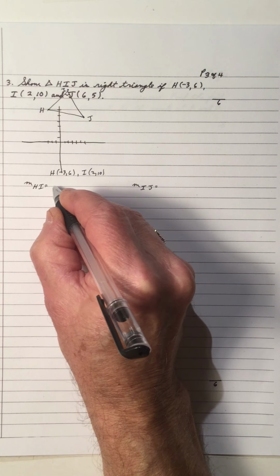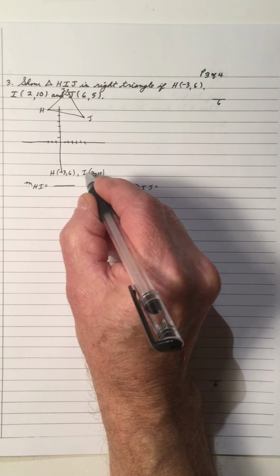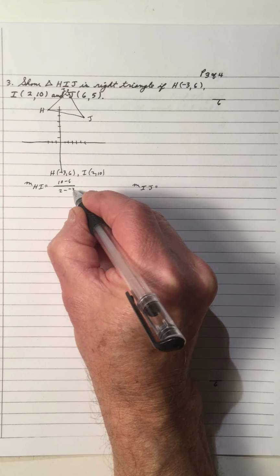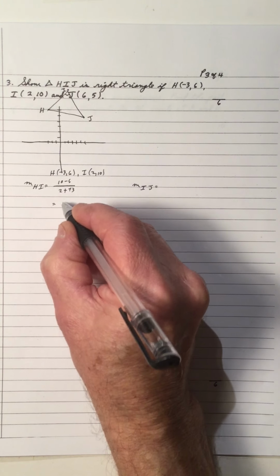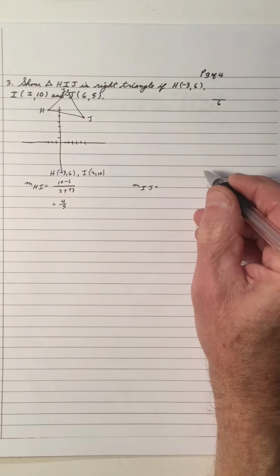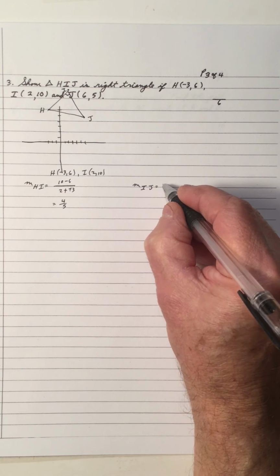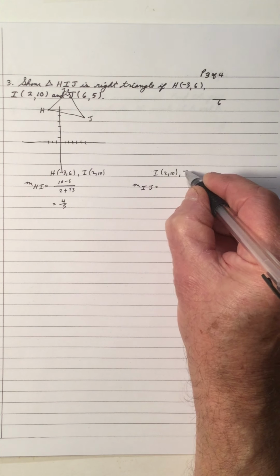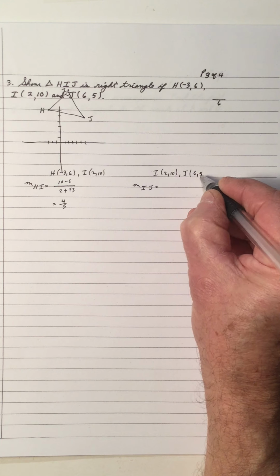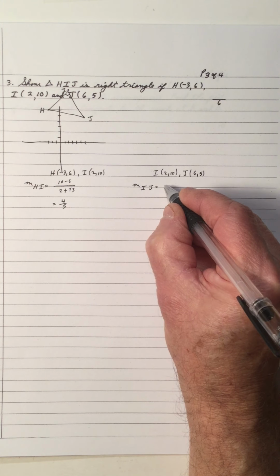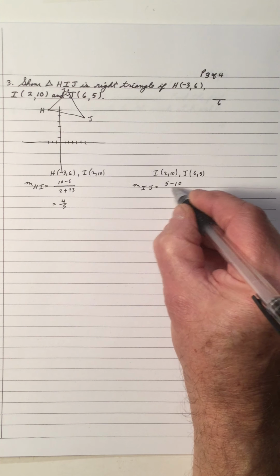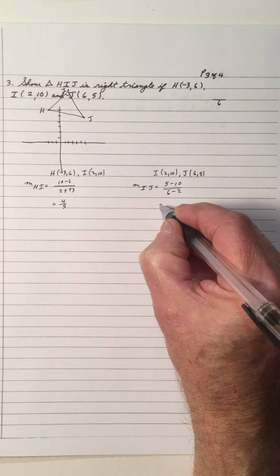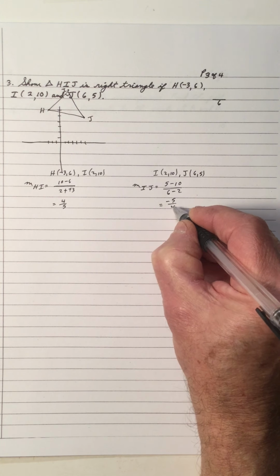So we're doing the slope. Slope is y2 minus y1 over x2 minus x1. Double negative is a positive, so that's 4/5. And we have I, which is (2, 10), and we have J, which is (6, 5). So we do the slope as y2 is 5 minus y1 is 10, all over 6 minus 2, which is x2 minus x1. So that's negative 5/4.